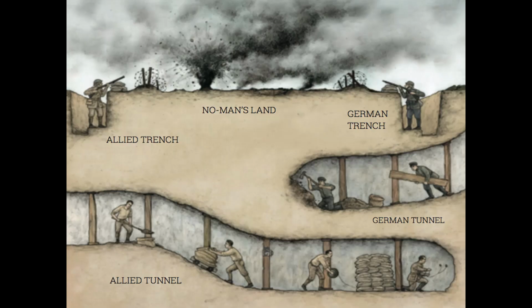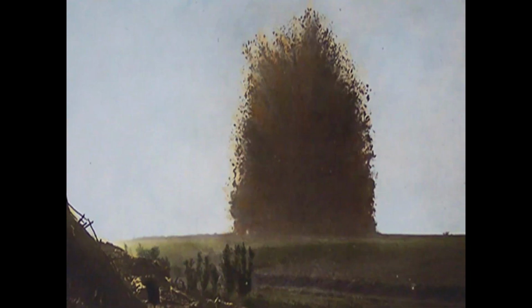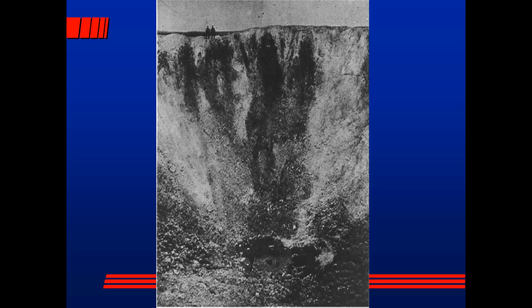Eventually, the British tried sapping, that is, tunneling under the German lines, placing explosives, and then blowing them up. Now, of course, there's counter-sapping, which is the Germans trying to find the other sapping positions so that they can stop them. So here is a colorized version of one of the big explosions, and then this shows the crater, and there's people at the top so you can get an idea how deep it was.